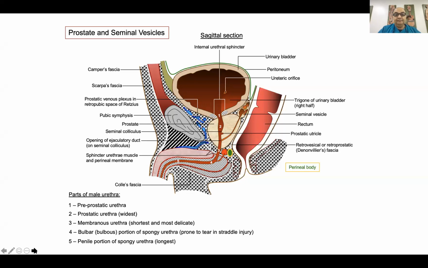Okay, guys. So now this is the gland here, the bulbourethral gland. If you don't know about it at the moment, it's fine. But remember, there are so many glands which pour their secretions into the urethra, and this is one of them.